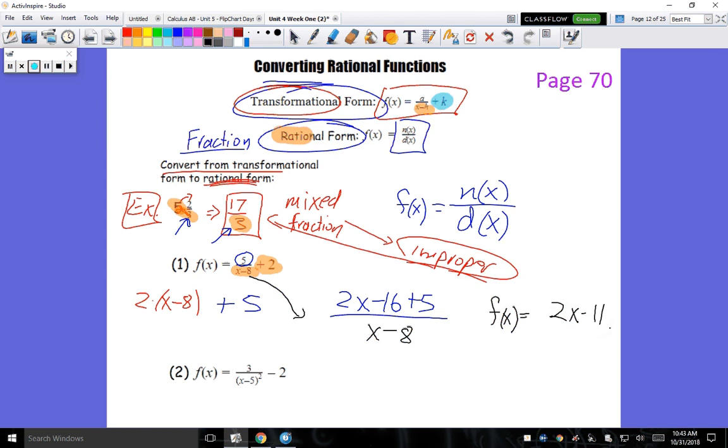And again, if you correct me, no worries, I do appreciate it. You get participation points. That would be the rational form of this transformational to rational conversion. Any questions from that first example that we just did? Okay, so let us keep going.